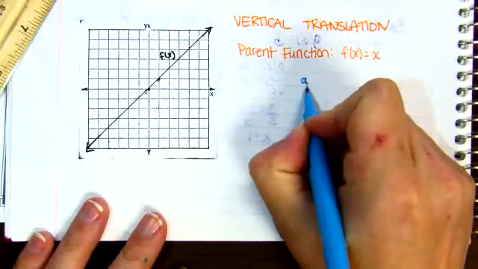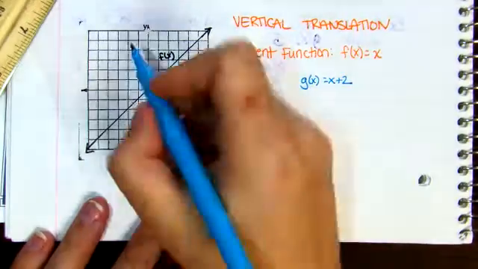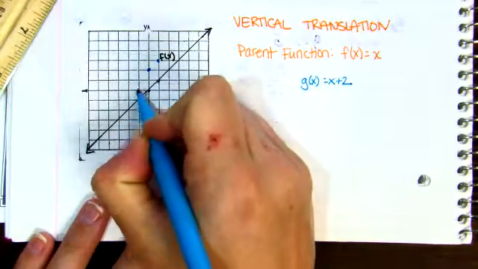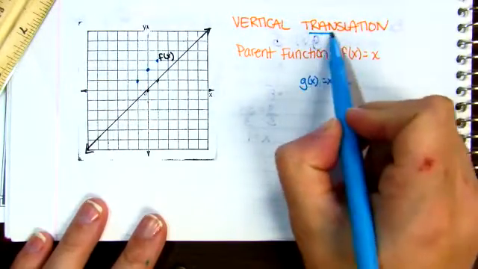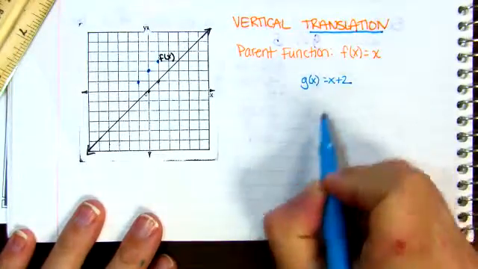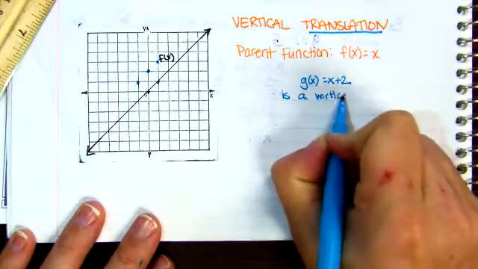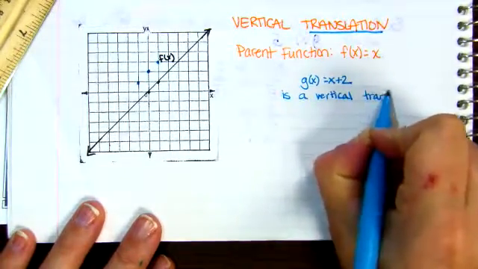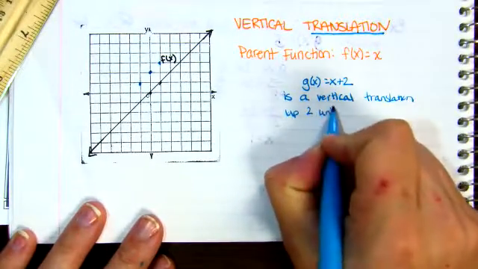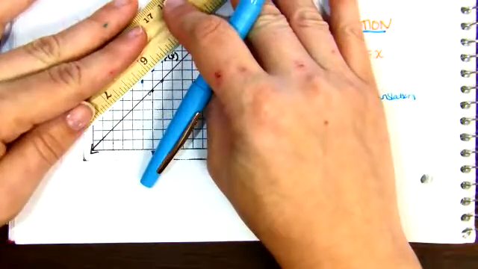But we could say, like, if we had g of x equals x plus 2, that's just going to be this graph shifted up 2. And remember, another word for shift is a translation. So this graph, g of x equals x plus 2, is a vertical translation up 2 units from the parent function. So if I wanted to draw this graph, I just go up 2 units.